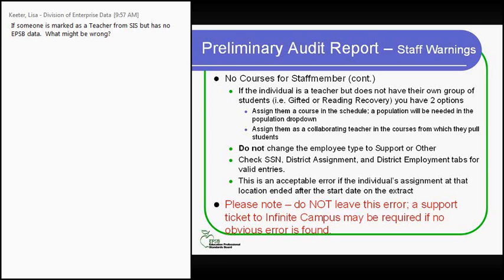It is an acceptable error if the teacher started the school year at a location and is now no longer there. Sometimes folks will transfer schools, resign, or retire. If they started the school year there and have since been inactivated in Infinite Campus, they're still going to pull because they were active at some point during the school year, and that's okay. Just send me an email saying these folks are showing with no courses errors because they left as of a certain date.